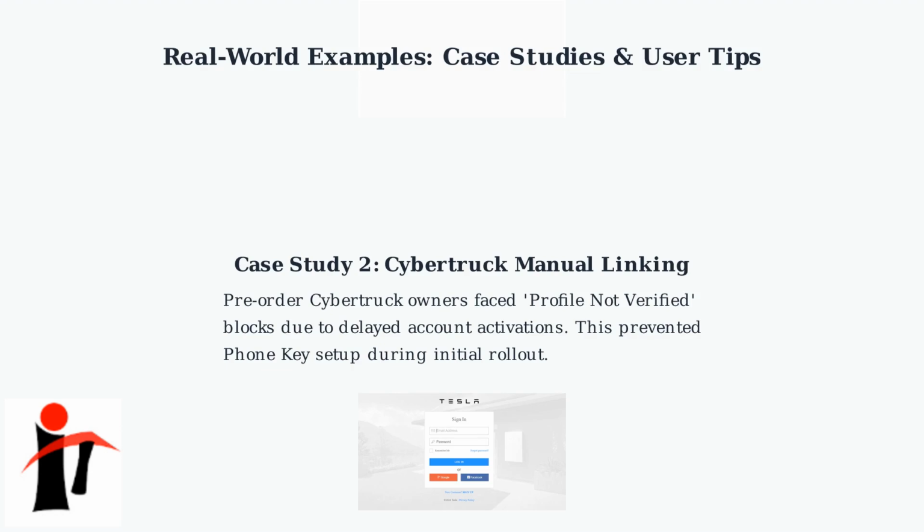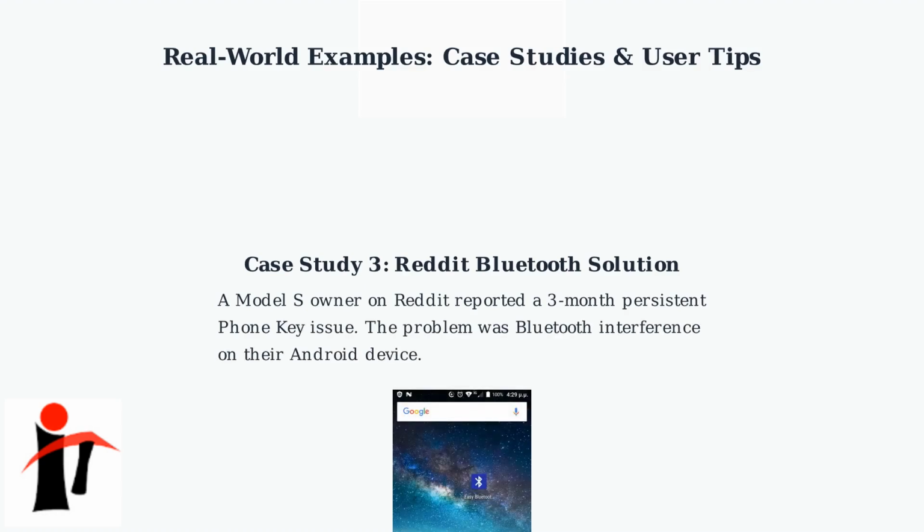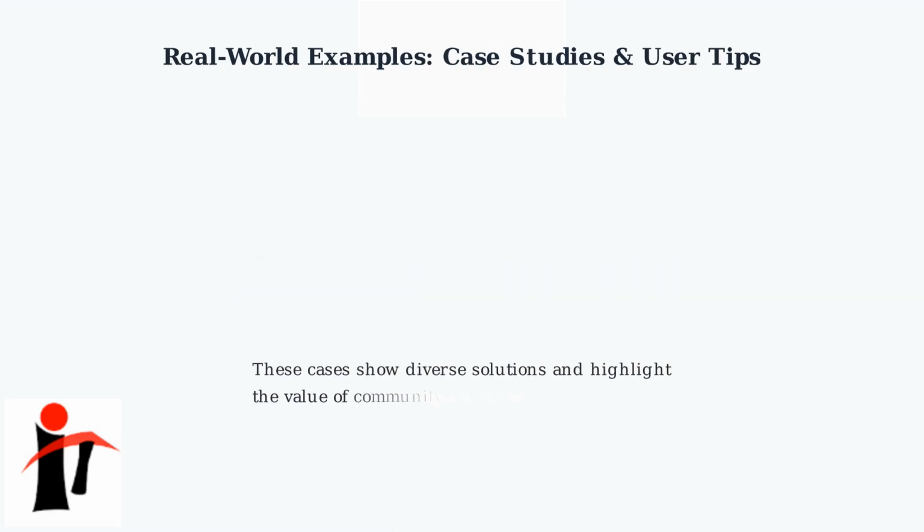within 48 hours. On Reddit, a Model S owner shared how they resolved a long-standing phone key problem by addressing Bluetooth connectivity issues on their Android phone. Simply toggling Bluetooth off and back on in the phone's settings resolved the issue, demonstrating that sometimes basic connectivity checks are the answer. These real-world examples illustrate the variety of phone key issues and solutions available. They also underscore the importance of community resources like online forums for troubleshooting tips.